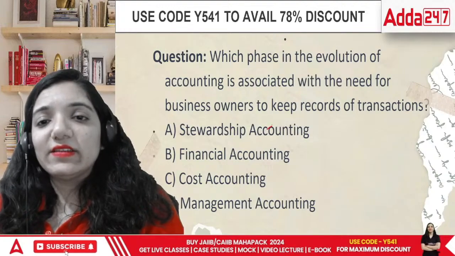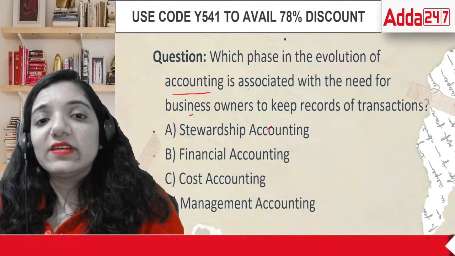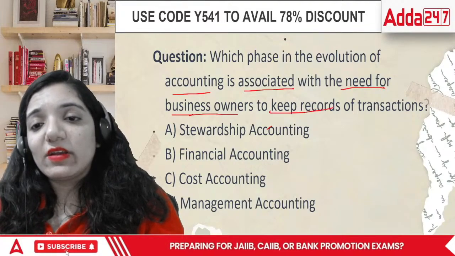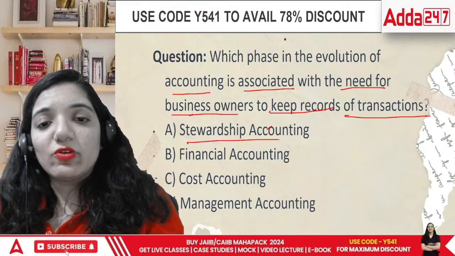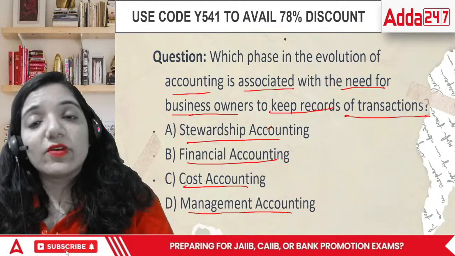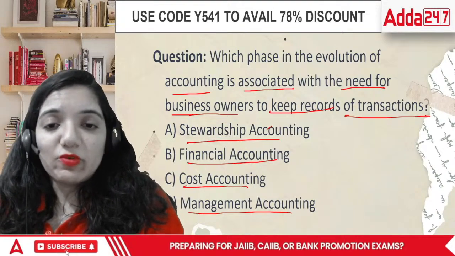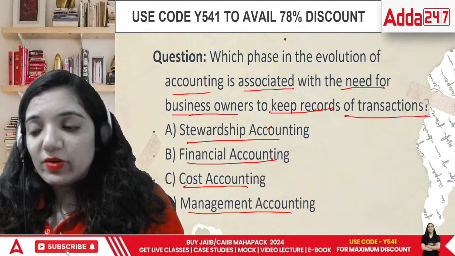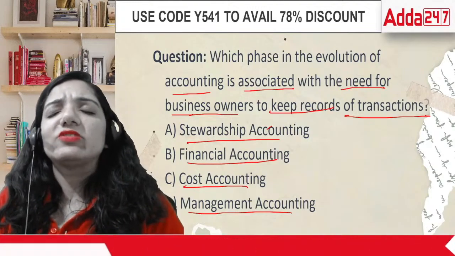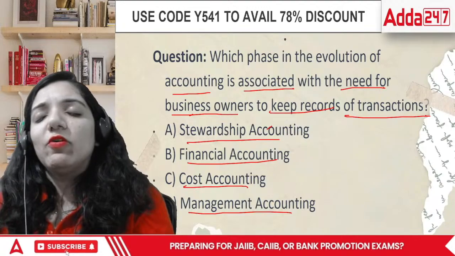Which phase in the evolution of accounting is associated with the need for business owners to keep records of transactions? Stewardship accounting, financial accounting, cost accounting, or management accounting? There are different phases of accounting. Do you know? It starts with stewardship accounting. Under stewardship accounting, what happened was these organizations. But there, let's talk about it from the point of view of Europeans.